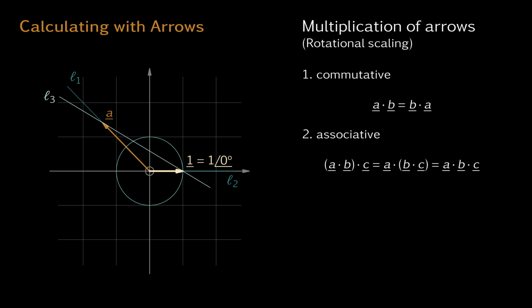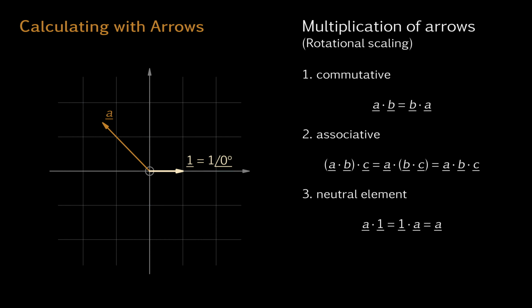If we then parallel shift L3 to the head of the unit arrow, we don't have to do anything because we are already there. So our product has the same length as A. Now we have to add the angle of the unit arrow to the angle of A using a compass, which changes nothing. Thus our product has the length of A and also the angle of A, which means it is A. Therefore, our unit arrow is the neutral element of multiplication.